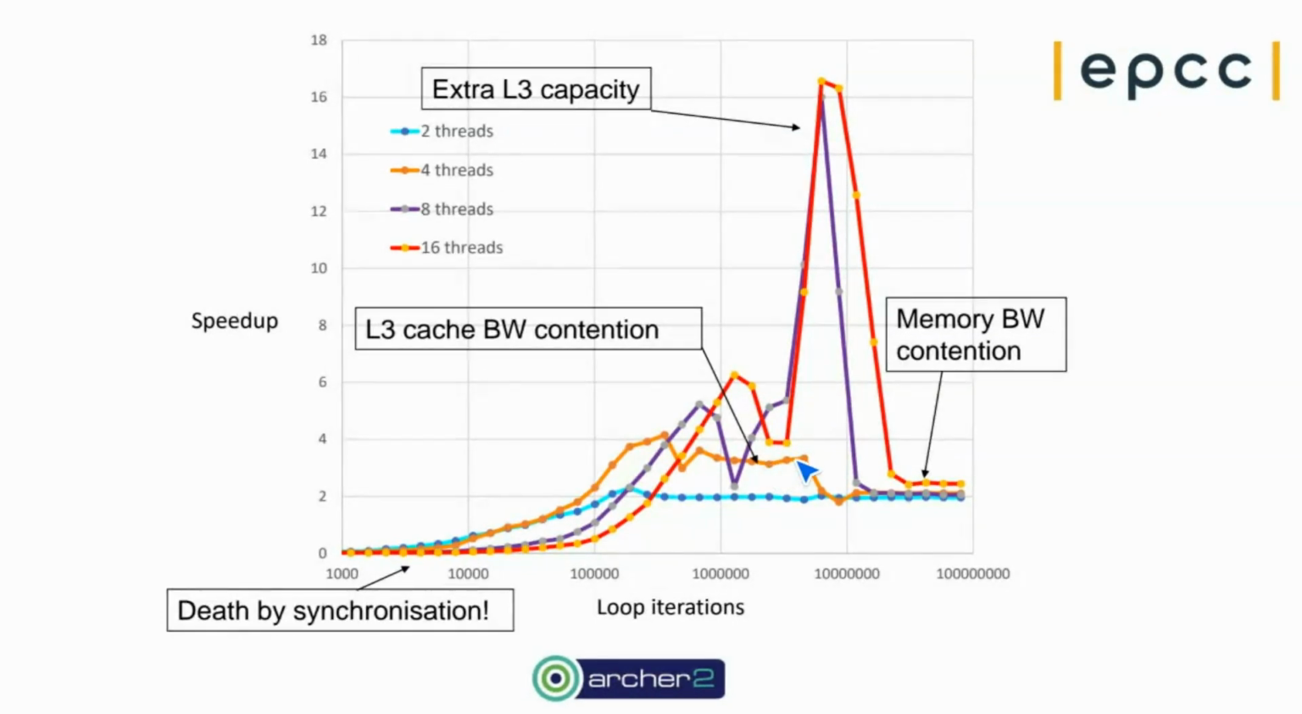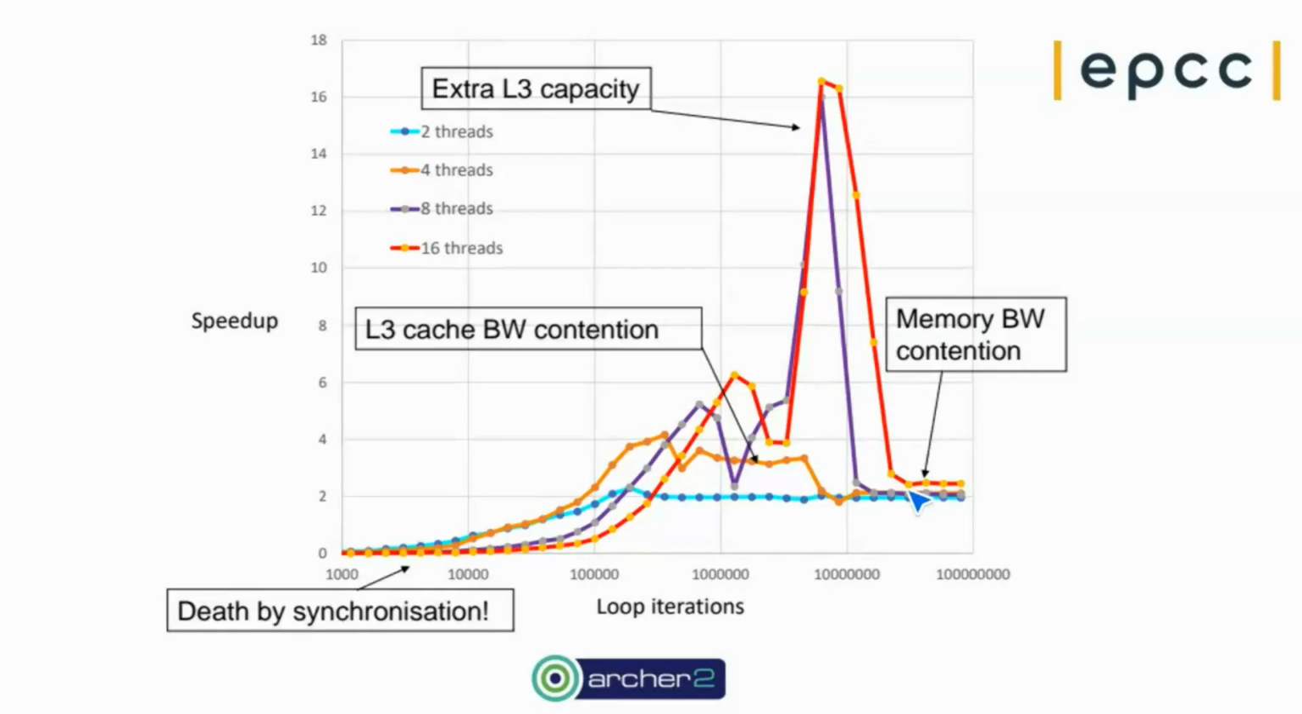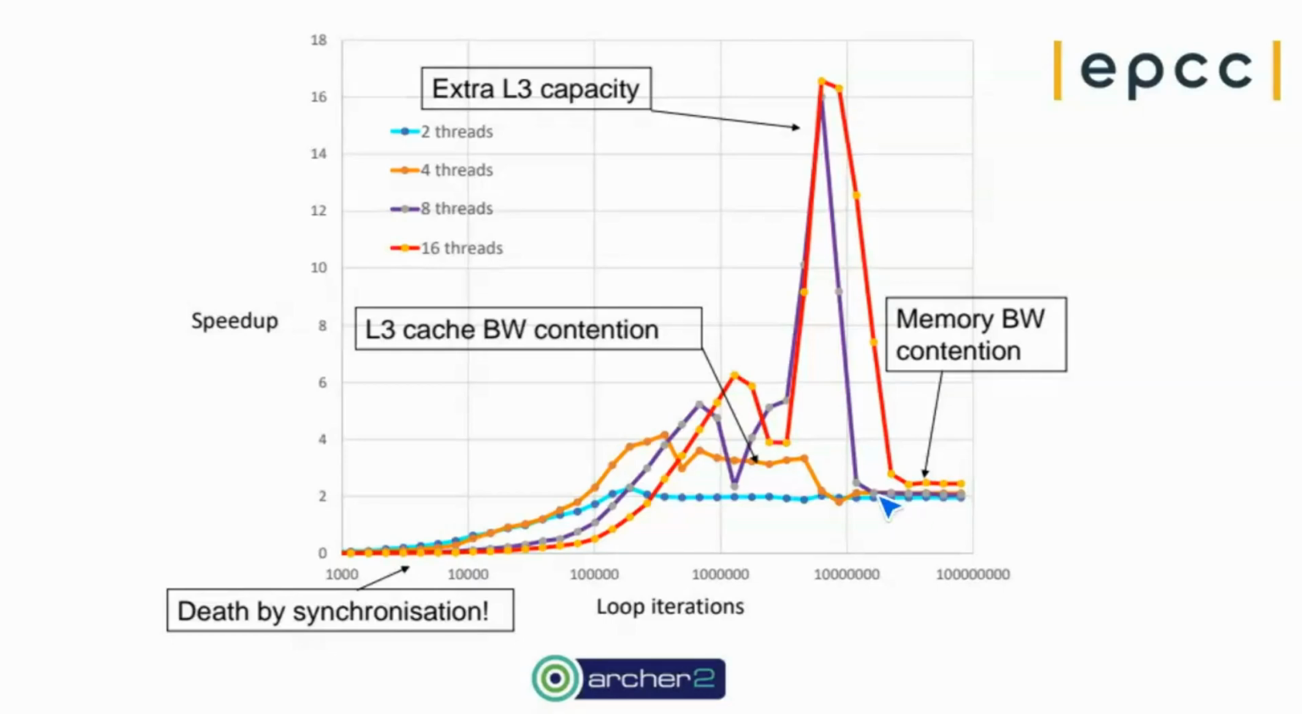And as I make the data size bigger, eventually it doesn't fit in L3 cache anymore, and we're out to accessing main memory, and the speed up drops down to a value which is only just about 2. So 4 threads, if I'm hammering main memory bandwidth, only get a speed up of about 2.